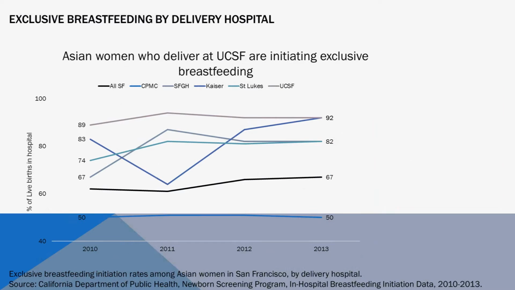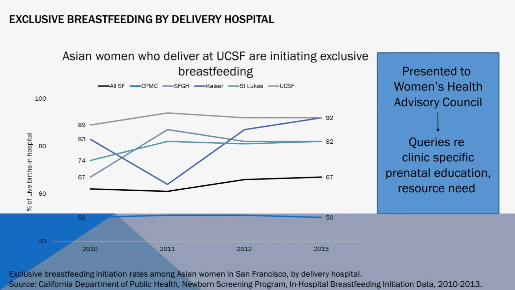Here's an example of data shown by delivery hospital. We have significant race-ethnic disparities in breastfeeding, and when we look at the race differences by delivery hospital, you can see that some hospitals are doing something that's working. So it gives some direction. We've presented this to the Women's Health Advisory Council, and that has stimulated queries into clinic-specific prenatal education and resources.